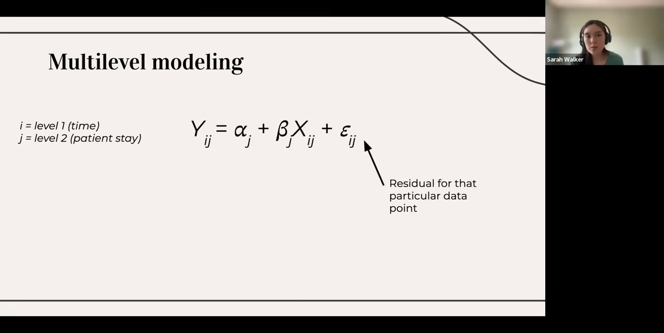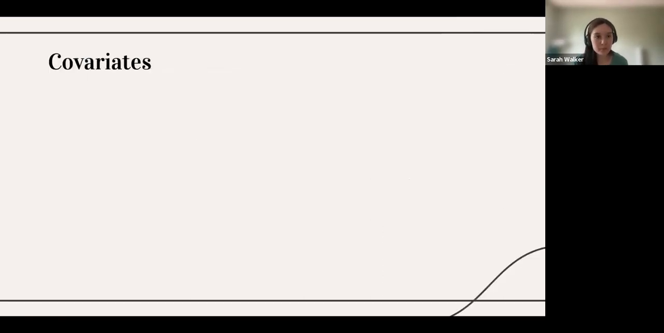So as is with most regressions, we're looking to find these intercept and predictor slope variables, as we know the outcome and we know all of our predictor values.